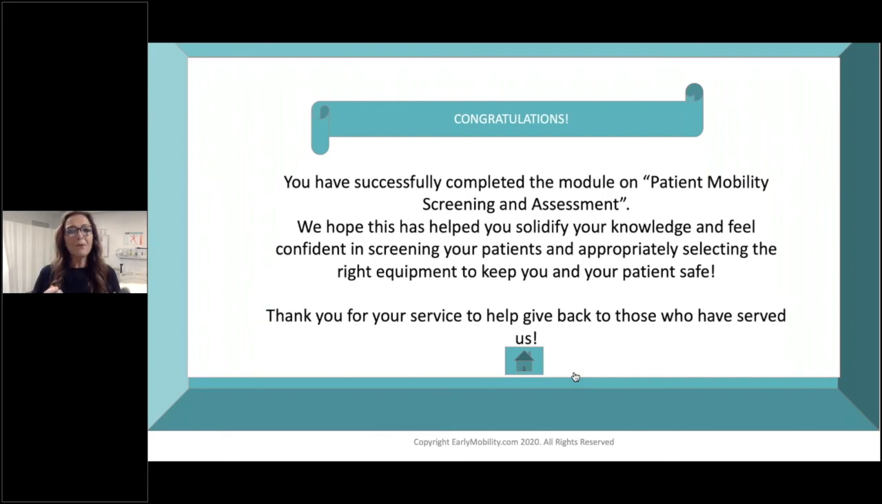After this module, practice on each other, practice on your co-workers, get good at actually doing the screening, and put what you've just learned immediately into practice so that you will remember it.